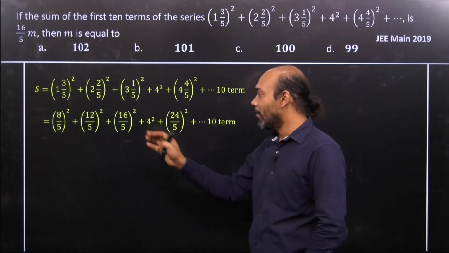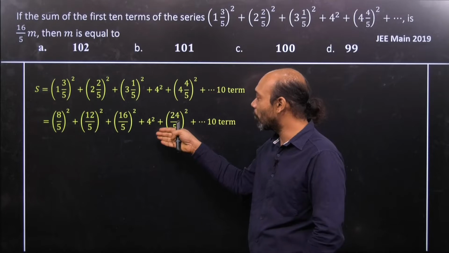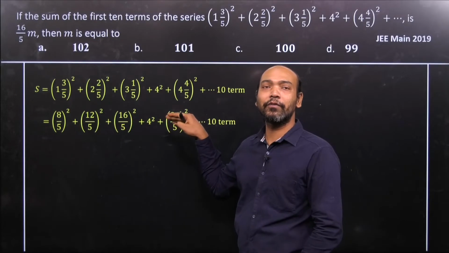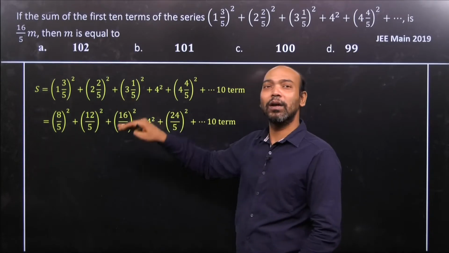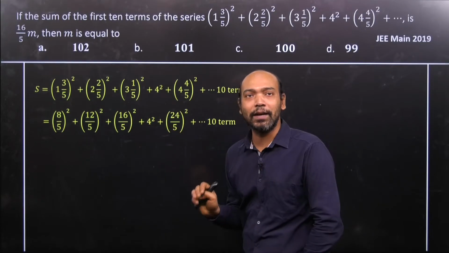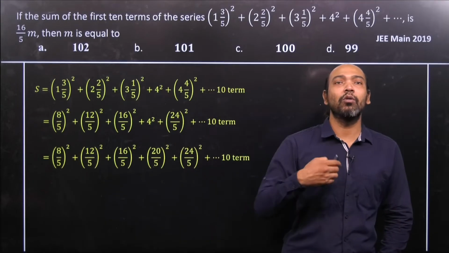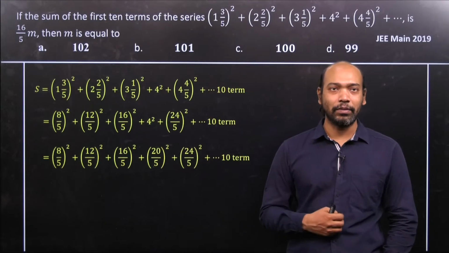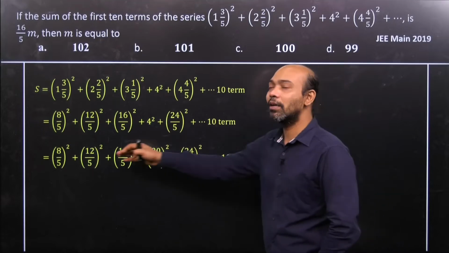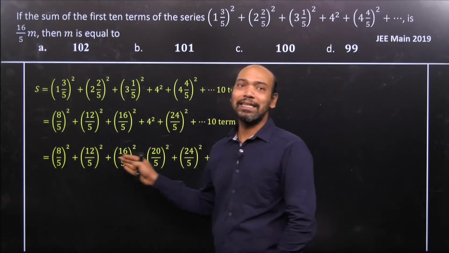Now observe that in each and every case except the 4, all the terms are written in the form like 8 by 5, 12 by 5, and so on. So this term also can be written as 20 by 5. Let's write that down. Why? Because we need to observe the general term. Now see how the terms behave: it becomes an AP series.